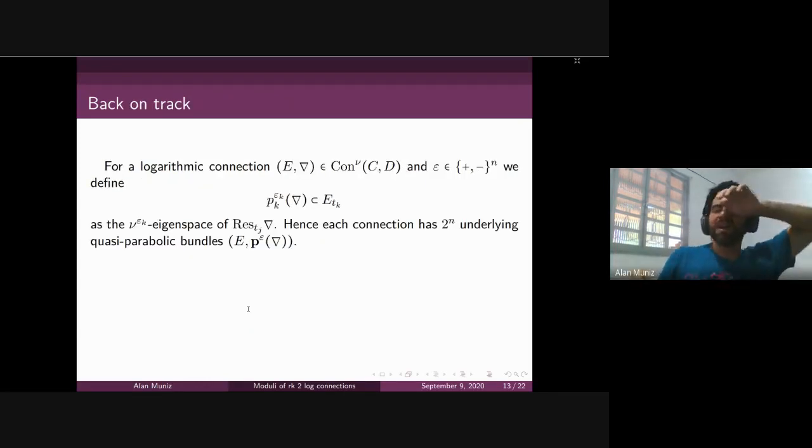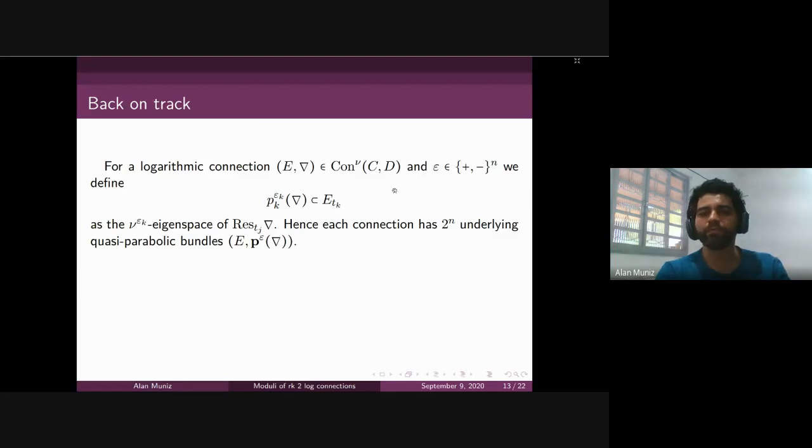Well, so why did I spend some, say, 10 minutes talking about these quasi-parabolic vector bundles? The point is that for any connection, recall that a connection has some residues, and these residues have some eigenvalues and some eigenvectors. So we can take these eigenspaces to define underlying quasi-parabolic structures on E.